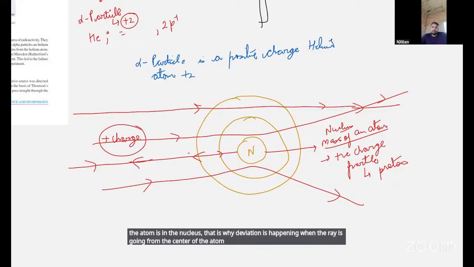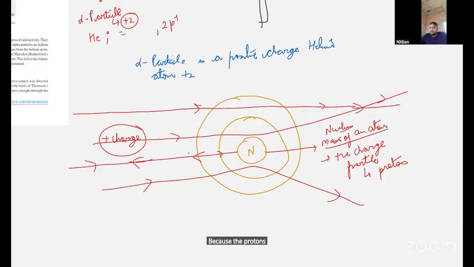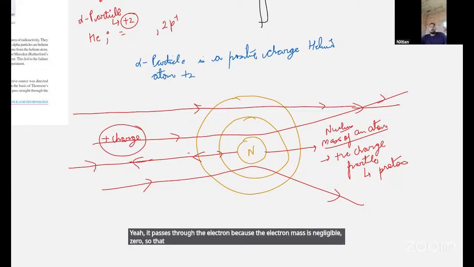So the rays just pass through the electrons? Yeah, it passes through the electron because the electron mass is negligible, 0. So that is why it was concluded that there is no deviation in it, because it's empty.